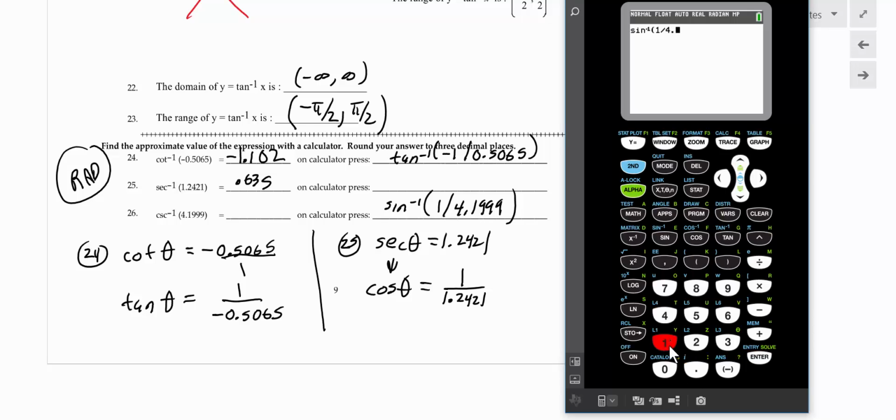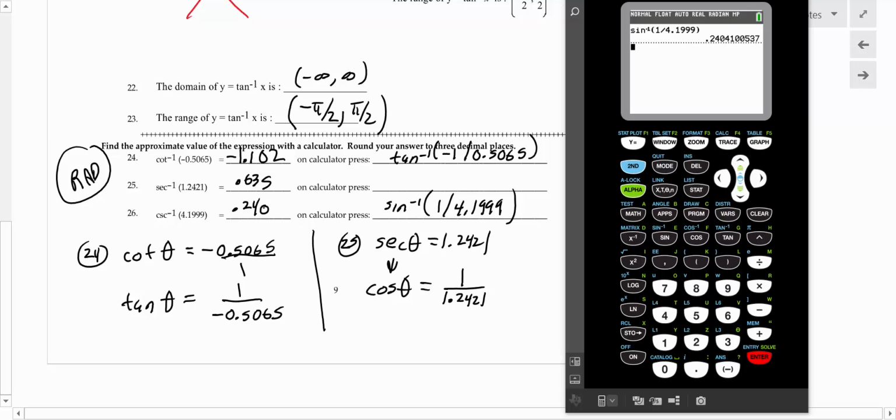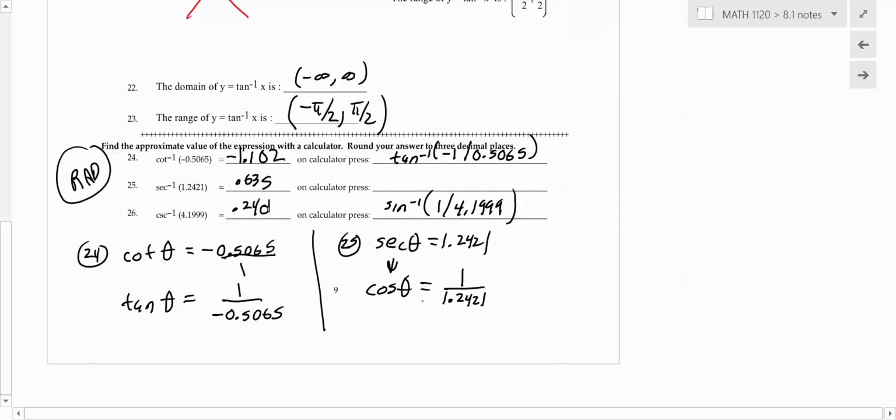There are going to be times when you're going to get something that's undefined, but it shouldn't be on this one, I don't think. Okay, so that's going to give, in radians, 0.240 like that. Okay? All right, so my recommendation when you do this on a calculator is write them like I did there. That'll help you remember how to do that. Okay, does everybody follow that okay? All right.